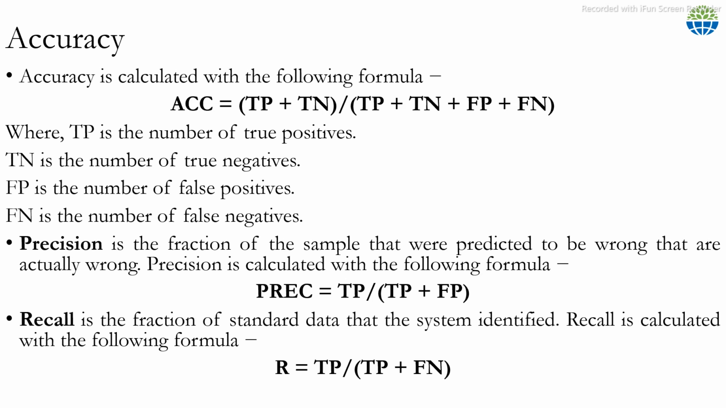Then precision is the fraction of samples that were predicted to be wrong that are actually wrong. Precision is calculated using the formula: precision equals true positive divided by true positive plus false positive. And recall can be calculated using the formula: true positive divided by true positive plus false negative. That is the fraction of the standard data that the system identifies.